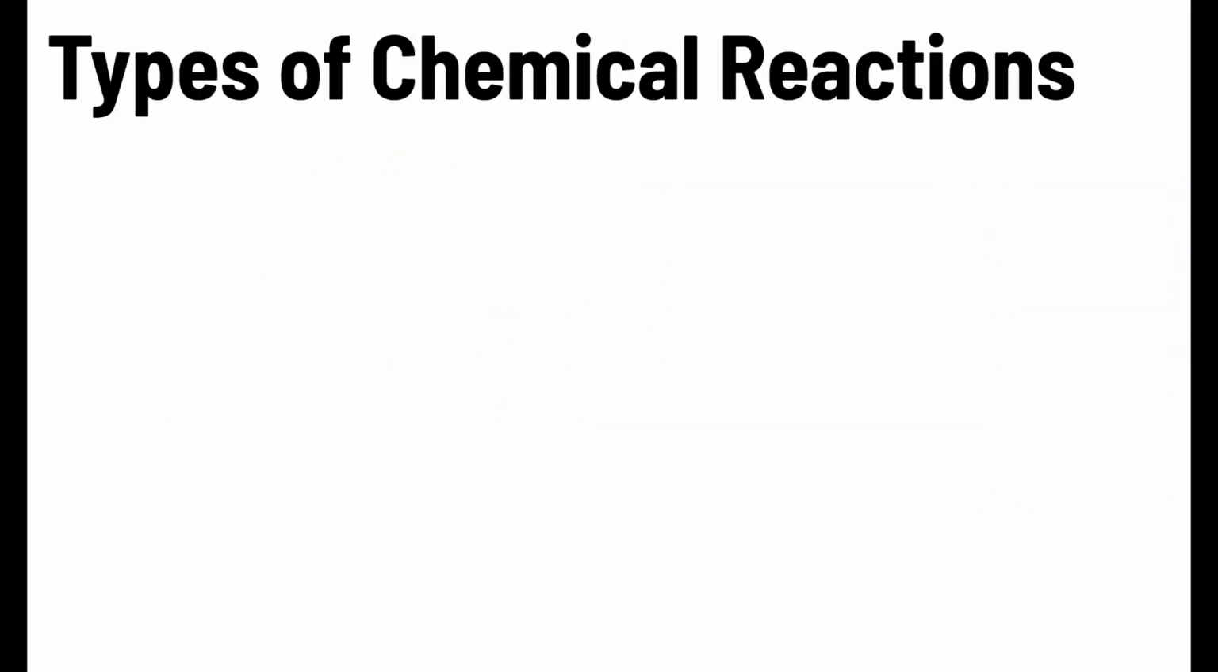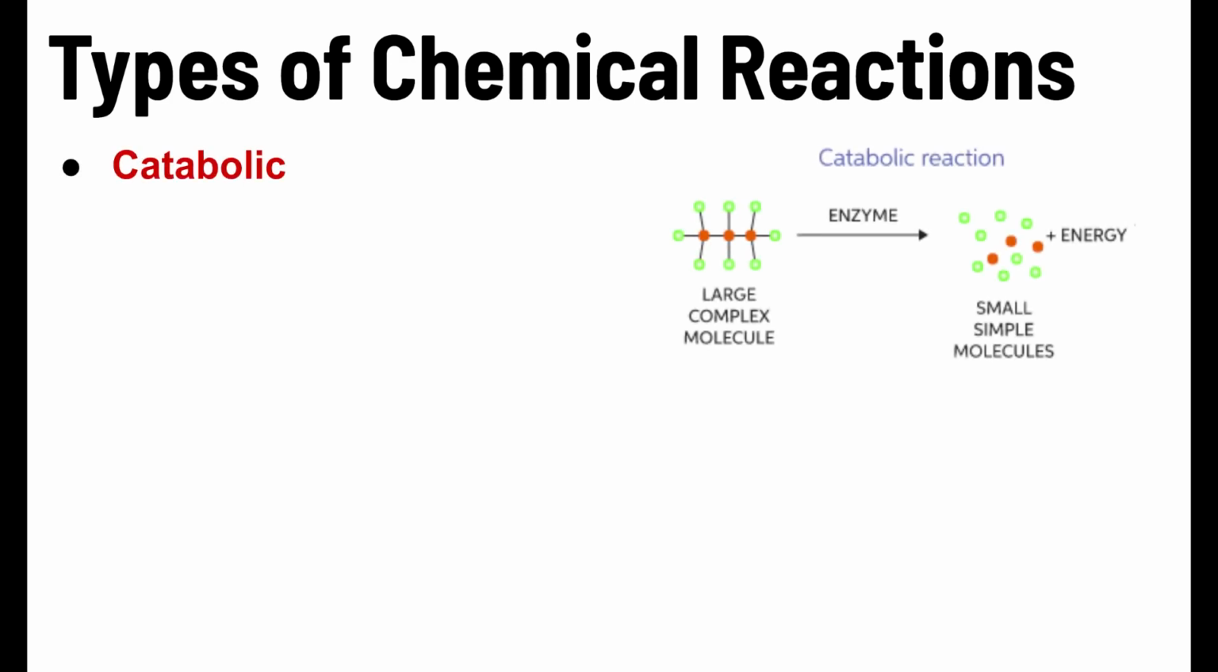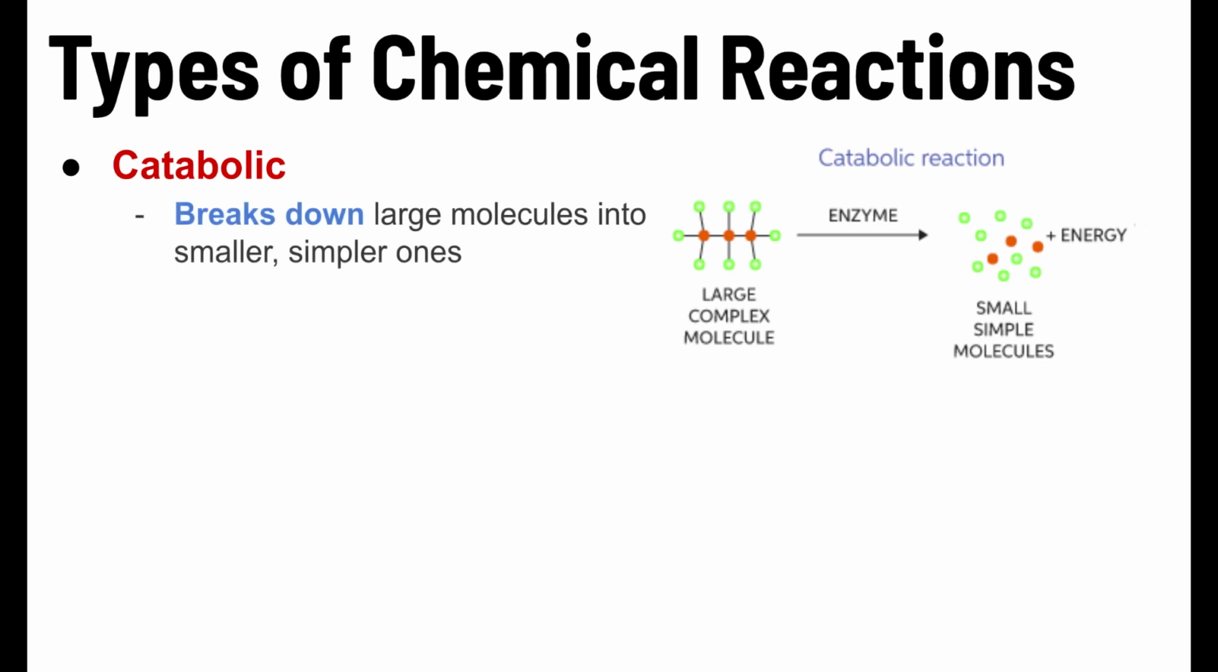Now, there are different types of chemical reactions that you can speed up. One of them is a catabolic reaction. This is a reaction that breaks down large molecules into smaller, simpler parts. And that's what you see in this image. You have a large molecule. An enzyme is going to break that into smaller pieces. And in the process, energy is released. So energy is an output of a catabolic reaction.